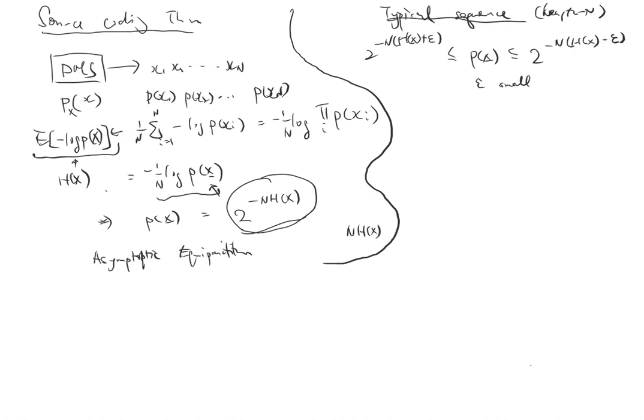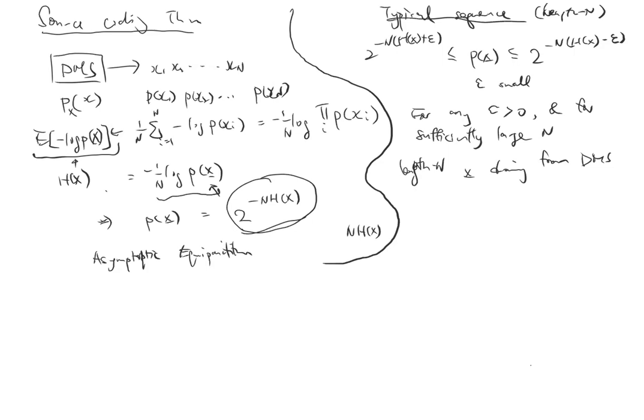It's saying that we are basically expecting any sequence drawn from this source, as long as n is sufficiently big. Or let me be more precise here: for any epsilon bigger than zero, however small the epsilon, and for sufficiently large n, we will have X of length n drawn from this discrete memoryless source will always be typical.